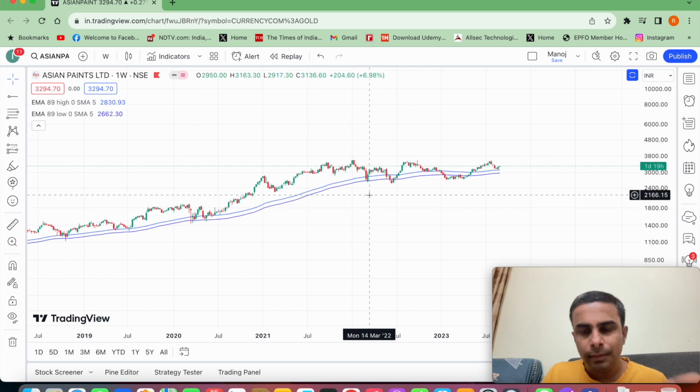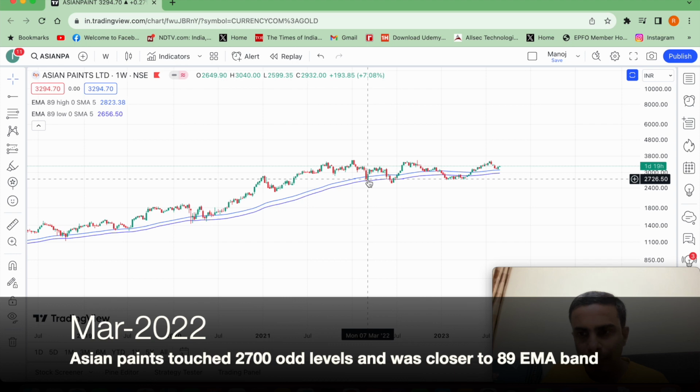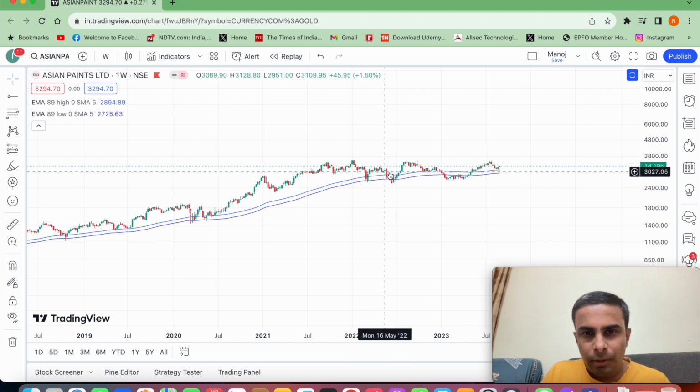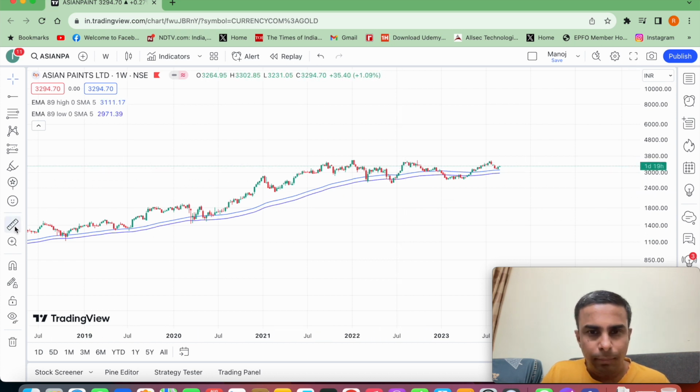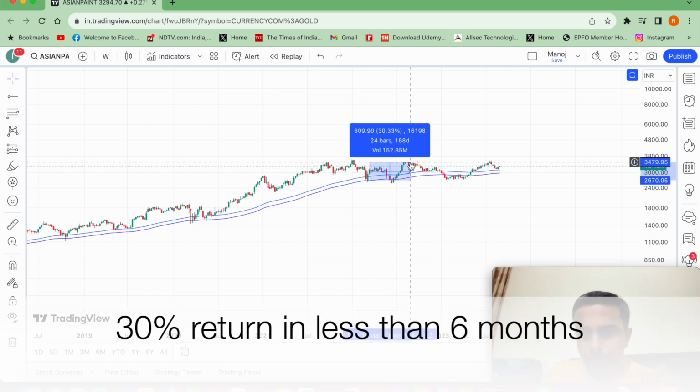Now let's look at the recent times when Asian Paints touched this band. For instance, in March 2022, the stock touched this 89 EMA band and it was trading at around 2760 odd levels. If one had taken an entry over here, the stock went all the way till 3500 odd levels. That means you would have achieved a return of around 30% in a span of hardly a few months, right?